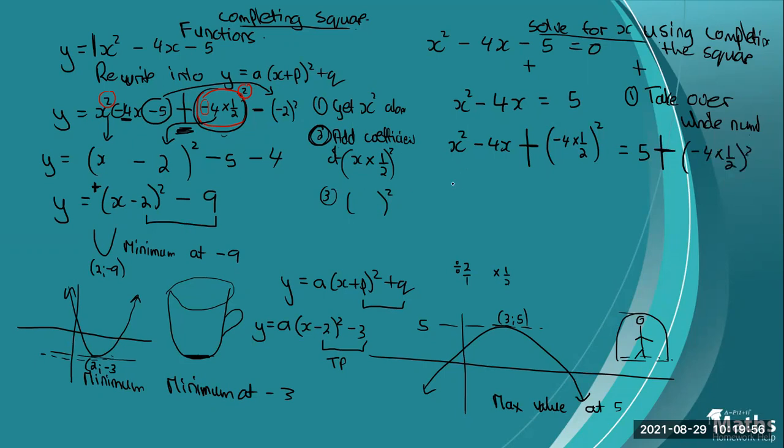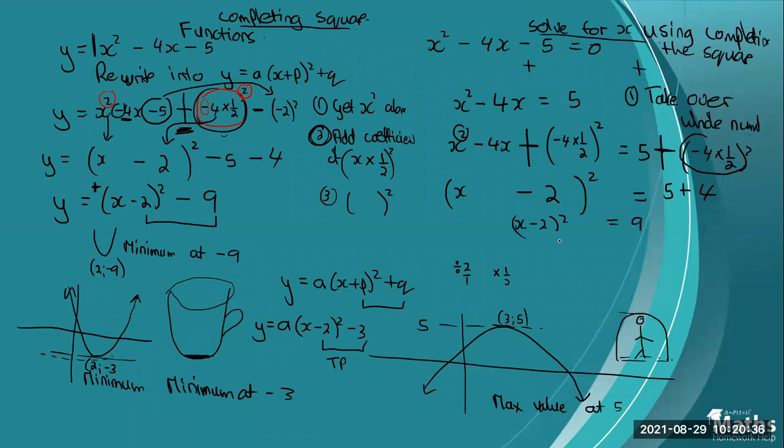Then the next step, we're going to write it as a bracket squared. So one of these x's goes in here. The coefficient will be -2. And here you just simplify it. So we would say it's 5 plus, so you see here, it's not going to be minus because this bracket is going to become positive as well. So it's 4 divided by 2, which is 2 squared, which is 4. So this one then is going to be x minus 2 squared, which is equal to 9.